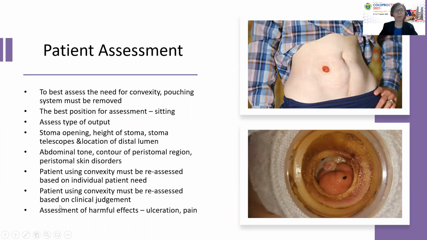Then patient assessment, which I have mentioned earlier. The best assessment is to sit the patient up, remove the old appliance, and check the type of output, the stoma opening, the height of the stoma, and whether the stoma telescopes or not, the location and the distal lumen. And also the other thing I think I have mentioned is abdominal tone and contour. A patient using convexity must be reassessed from time to time. So, assessment of harmful effects, if there is any ulceration or pain when the patient is using convexity.